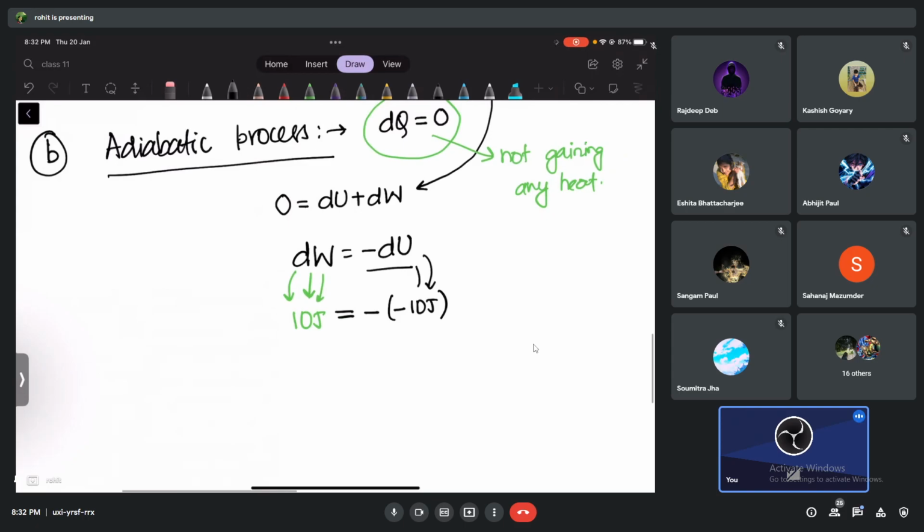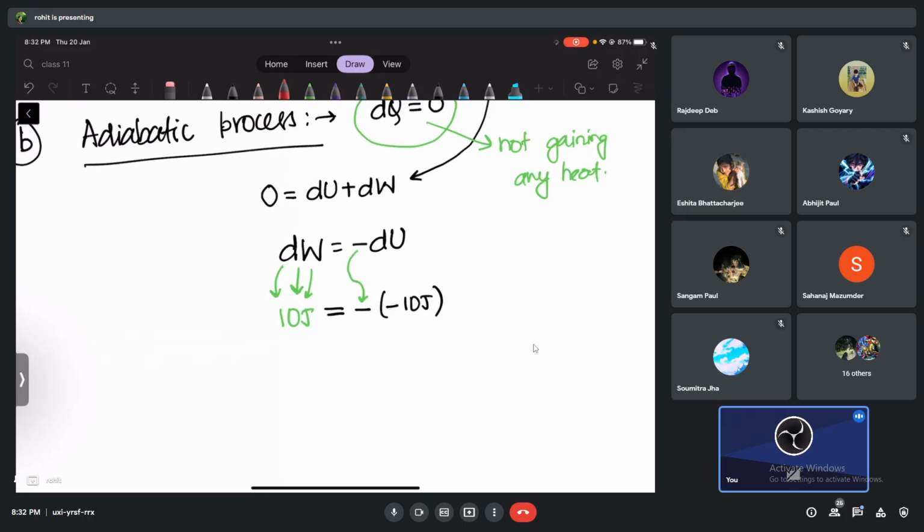Check. Then they will be equal, right? The minus sign is already here. And then should I write 10 joules for du or minus 10 joules? Minus 10. Then only this equation will be equal. Now what do you think it represents? du must be equal to how much? Minus 10 joules.